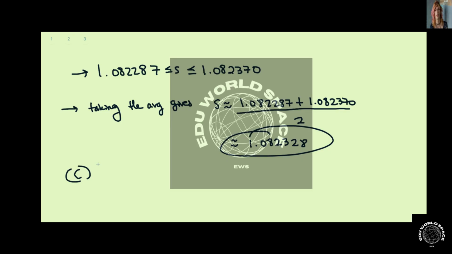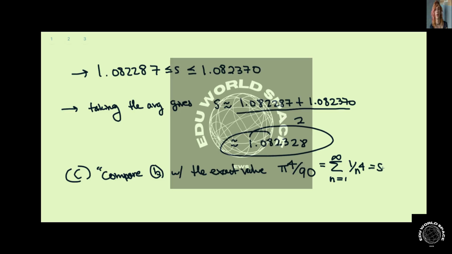Now for part C, we'd like to go ahead and actually compare your answer in B with the exact value given in exercise 35, which ended up being pi to the 4th over 90. That was the exact value of the infinite sum. Or in other words, this is the value of S. So in this case, we just want to look at the difference between pi to the 4 over 90 minus our term up here in part B. And going to a calculator, this is a very small number. 5 zeros after the decimal, and then a 4/8.